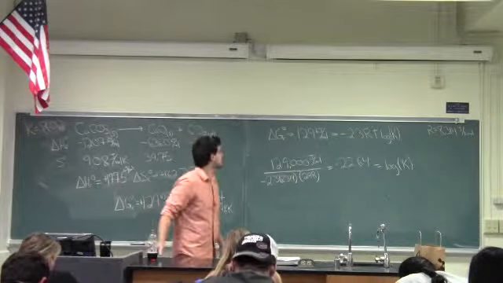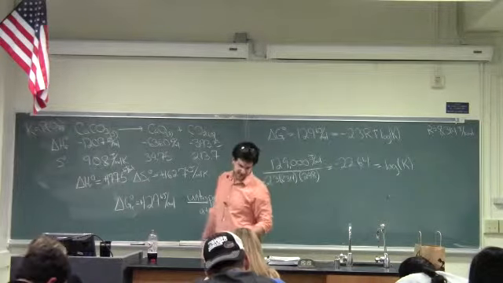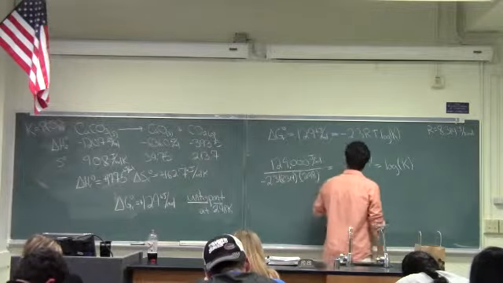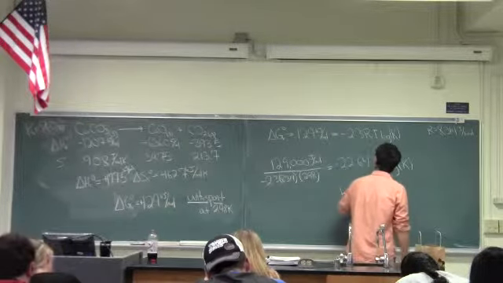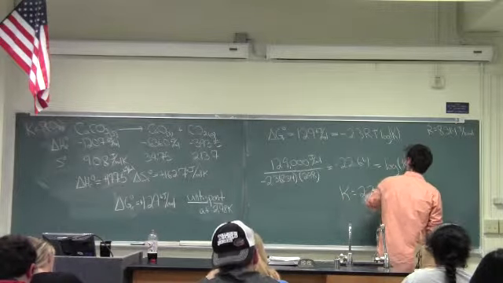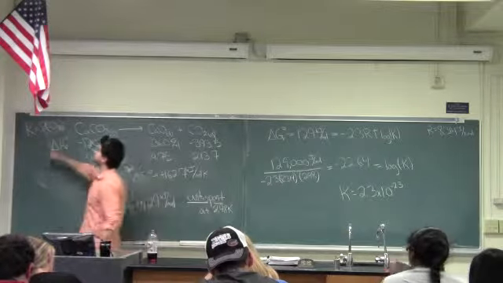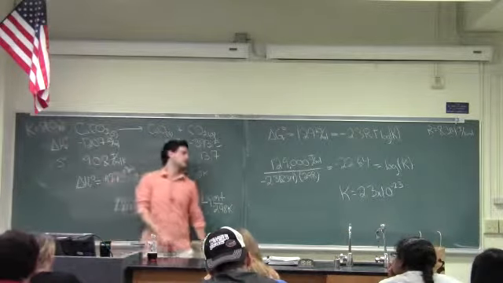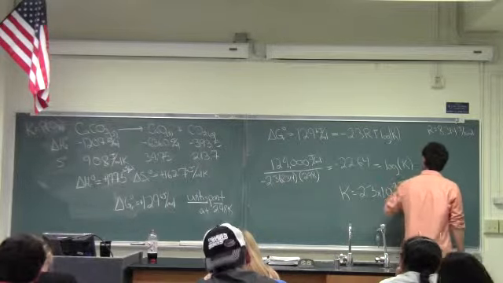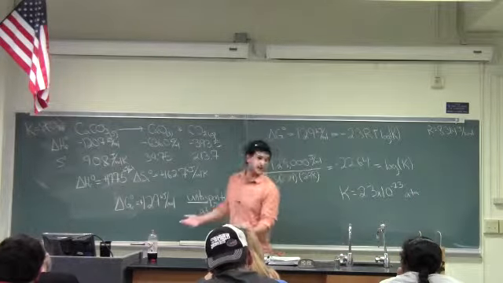So what's K going to be? Is it going to be big or is it going to be small? Very small. Very, very small. So what's the exact number? 2.3 times 10 to the negative 23. Now in this case, when I was talking about K, I realized that K is equal to a partial pressure. So I can attach to it the unit of atmospheres if I'd like to.